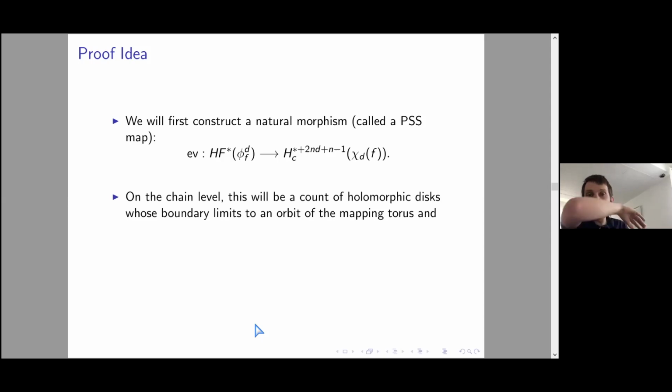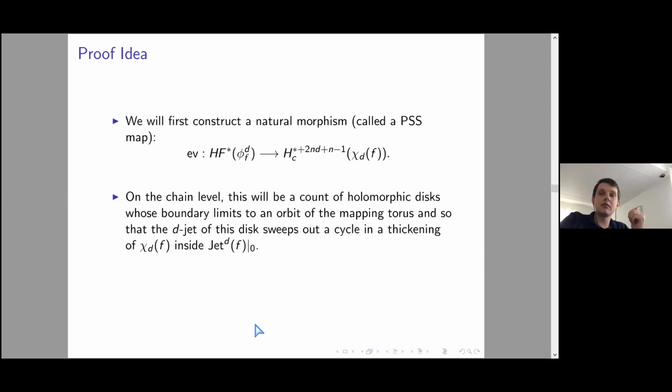Okay, so on a chain level, what is a PSS map? It's a count of holomorphic disks, and at the center of the disk, you have a sort of evaluation point, and you just take the jet at 0. Okay, so the boundary of these disks limit to some orbit on the mapping torus, and the center of the disk is at the singularity, and you just take its d-jet. Okay, and if I look at the moduli space of these disks, it sweeps out a cycle of d-jets, and so I get a map on the chain level. Okay, so I'll explain this in more detail with some pictures in a minute.